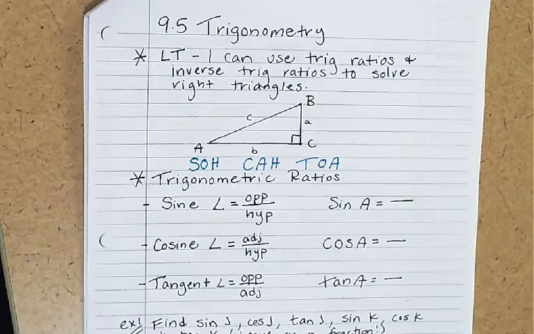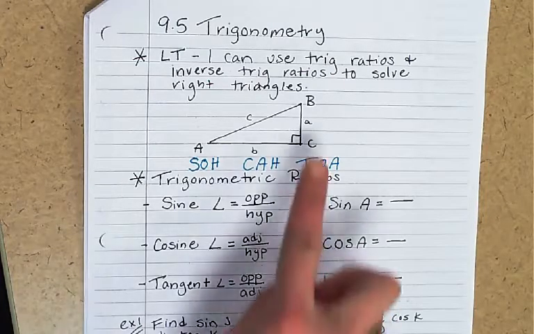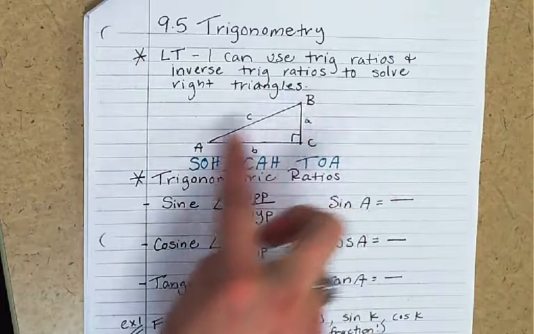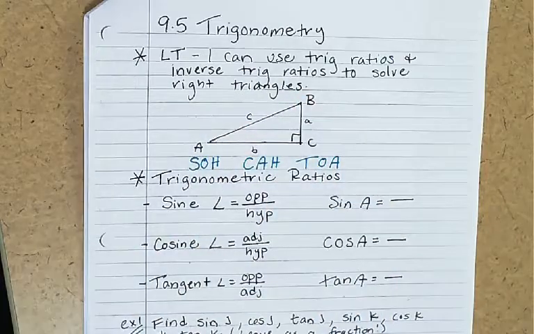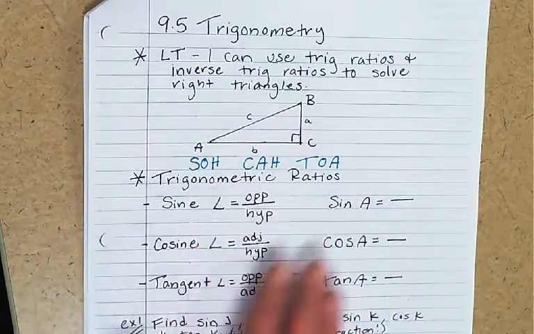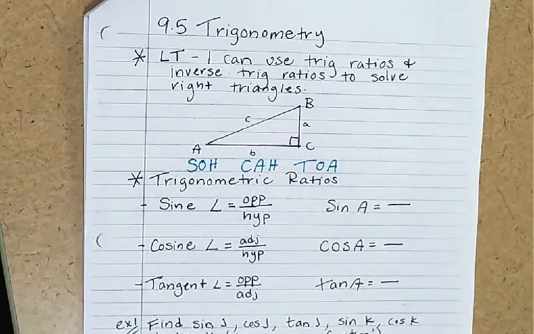Today we're starting our sections on trigonometry. What trig helps us with is it can help us find unknown side lengths in triangles, and it can help us find these angles if we don't know what they are. So first I'm going to talk about this down here, and then I'll tell you what this SOHCAHTOA means.